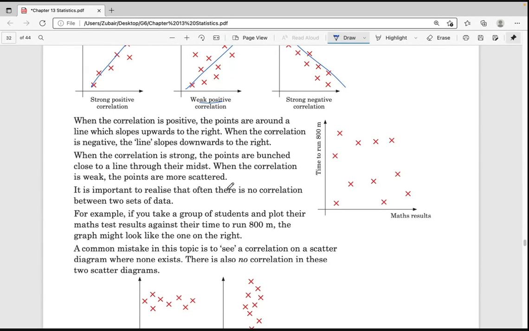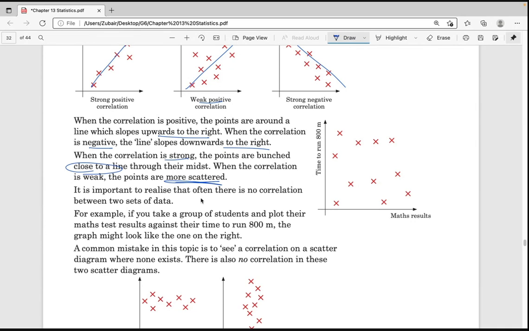When correlation is positive, the points are around a line that slopes upwards to the right. When correlation is negative, the line slopes downwards to the right. When correlation is strong, the points are bunched close to a line. When the correlation is weak, the points are more scattered.